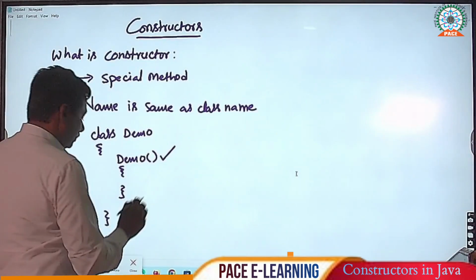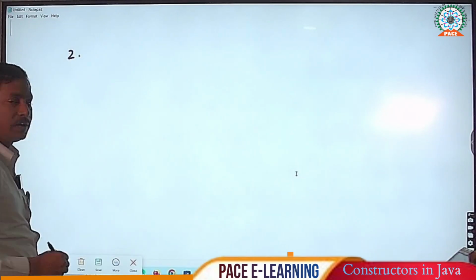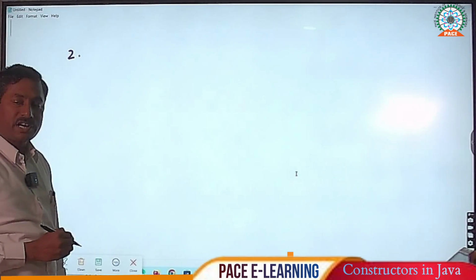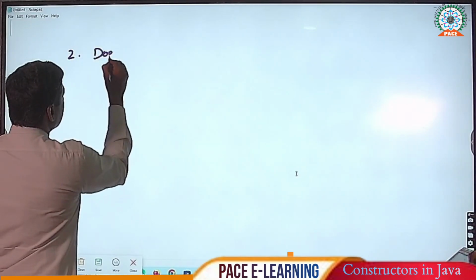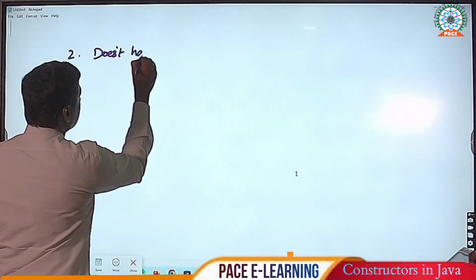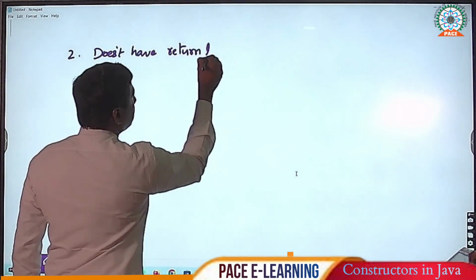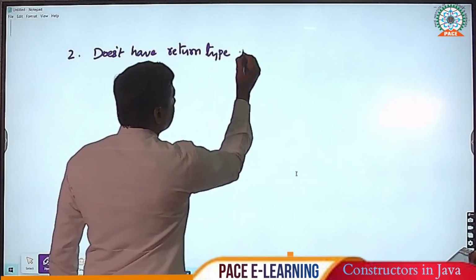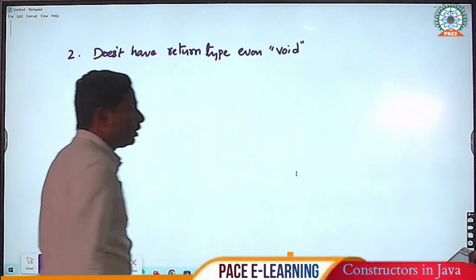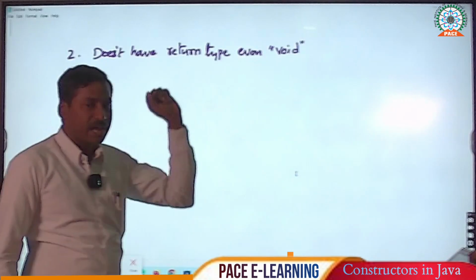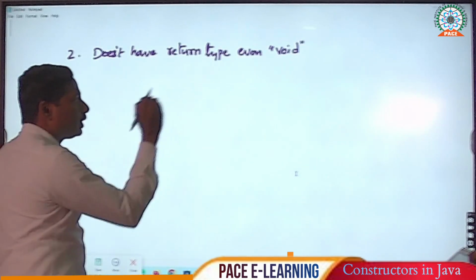And the second point: a constructor doesn't have a return type, not even void. We all know that void is a return type. If a method is not returning anything, then we declare the return type as void.